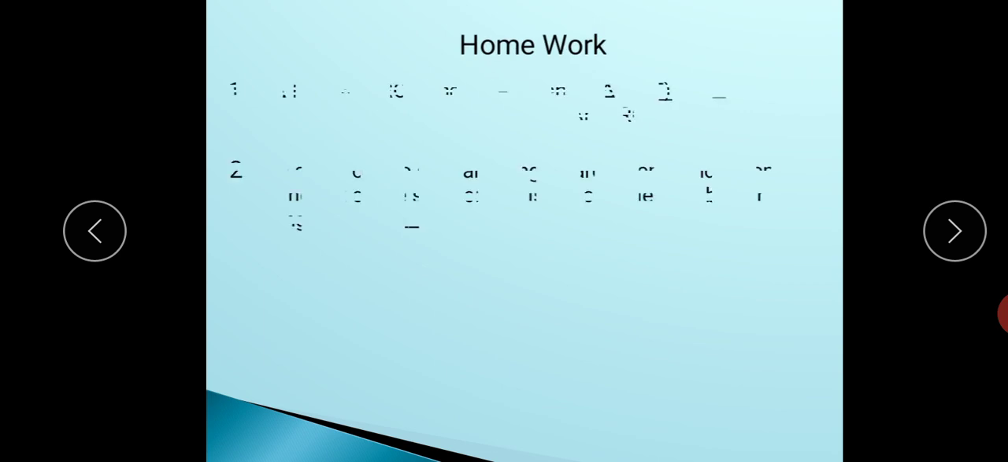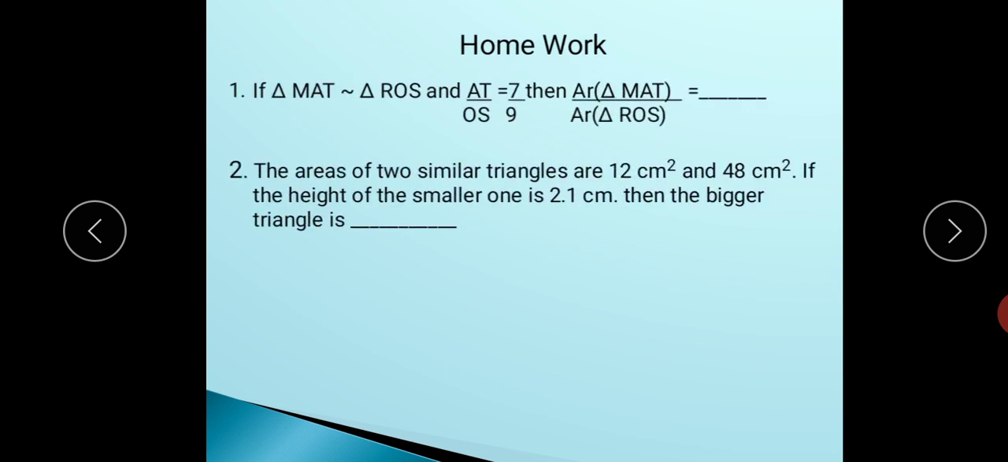Take down the homework. There are two examples for the homework. Most of the examples which we have solved today or which are asked in the homework are from the board paper. So you will get an idea of what numerical examples are asked based on the theorems.